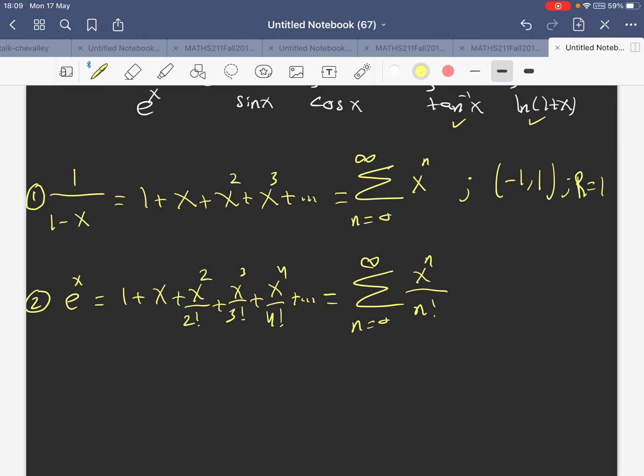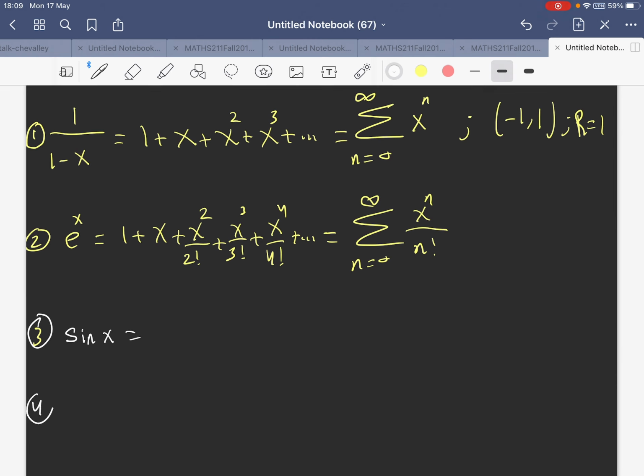Number 3 is sine and cosine, and let me use the white color here. Now, sine and cosine, if you want a quick way to remember them, they will take everything from e^x. But sine will take the odd power, cosine will just take the even power. So sine will take only the odd power: x cubed over 3 factorial, x^5 over 5 factorial, and so on.